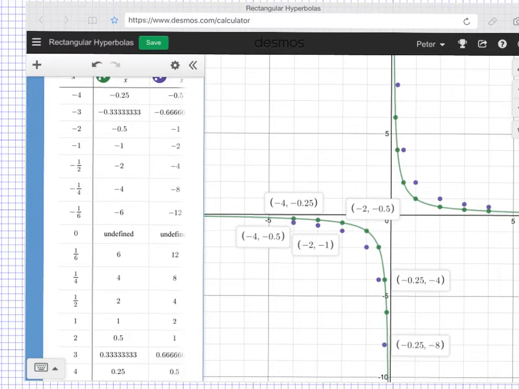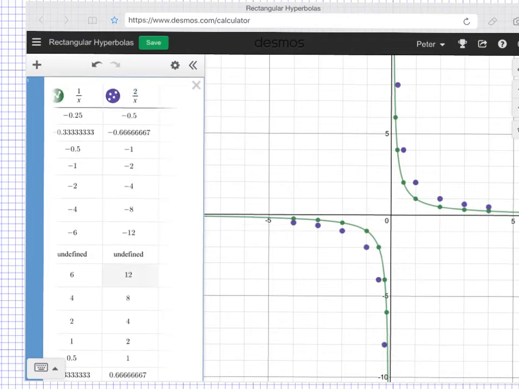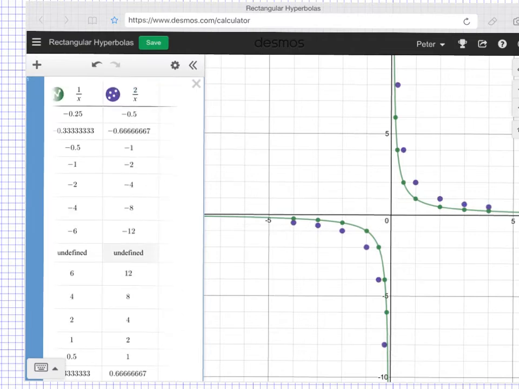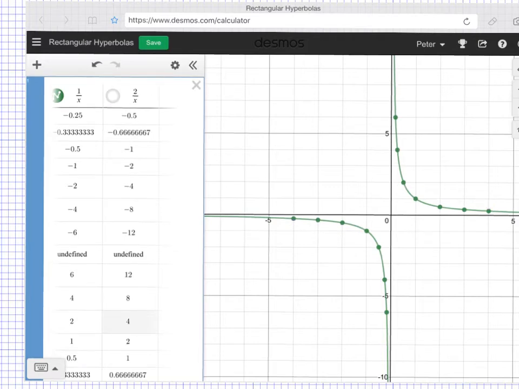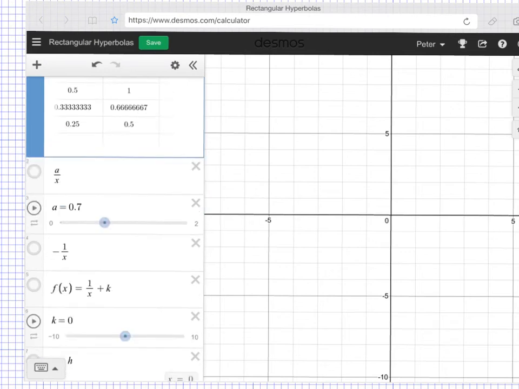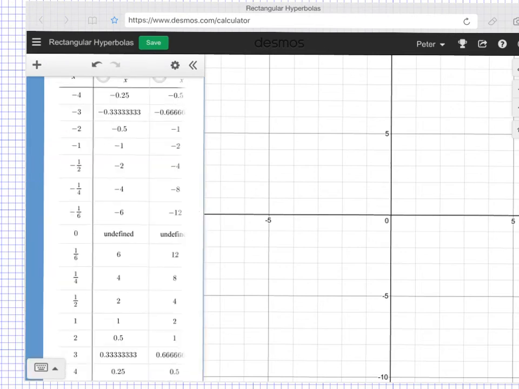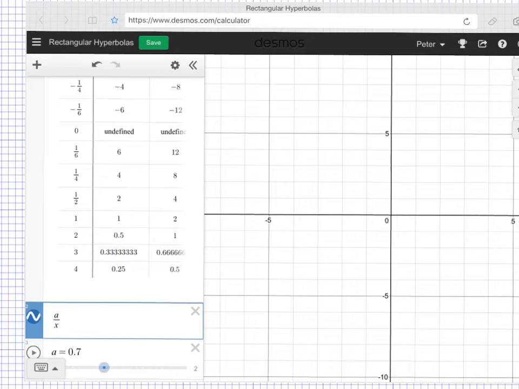All right, so this top value in the fraction changes the dilation of the rectangular hyperbola. So you can see that happening there. Now we'll go and have a look at a few other examples, moving down. So the first one we'll have a look at is how we can change that number.